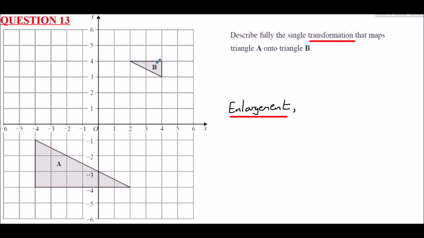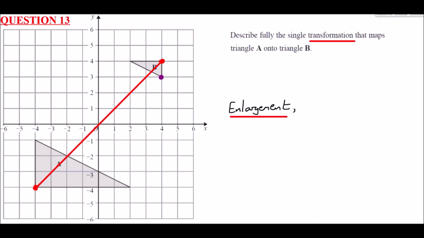So we can work out the centre of enlargement by mapping each point to each point. So let's start with a right angle first. So this right angle on A gets mapped to that right angle on B. So let's just map those. Okay, so that's like so.